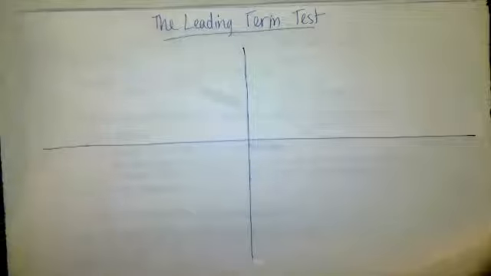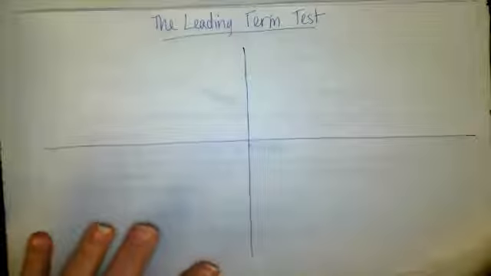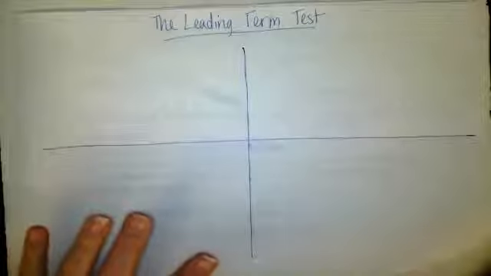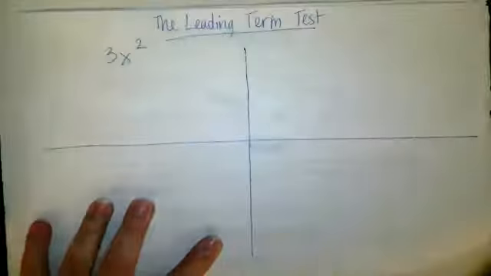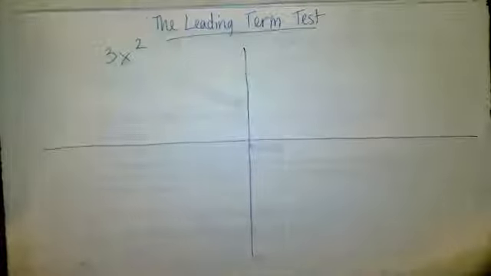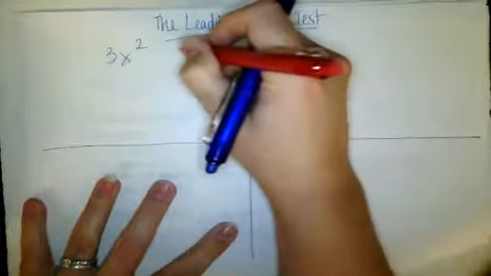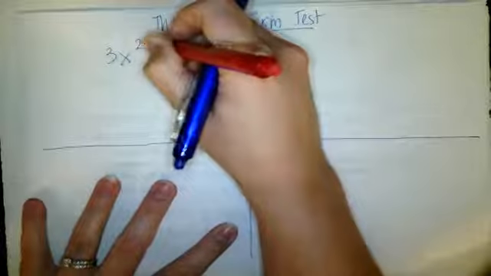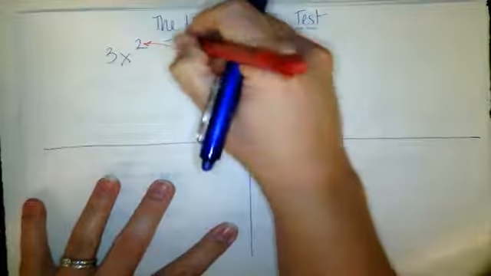So let's say that my leading term is something like 3x squared. So that's just an example, 3x squared. When I look at this, the power is an even power. That's really important. Do you know what something like an x squared graph looks like? What shape is that x squared graph?